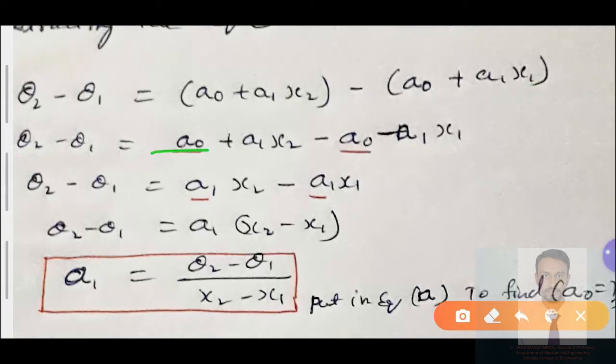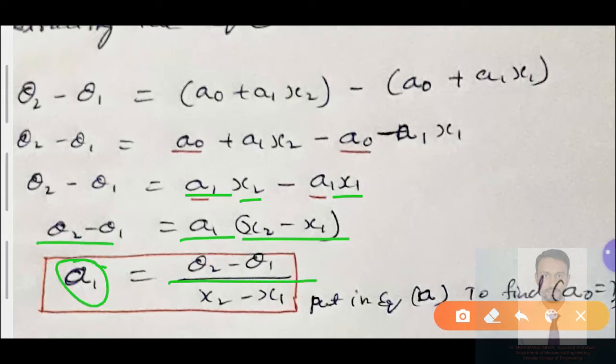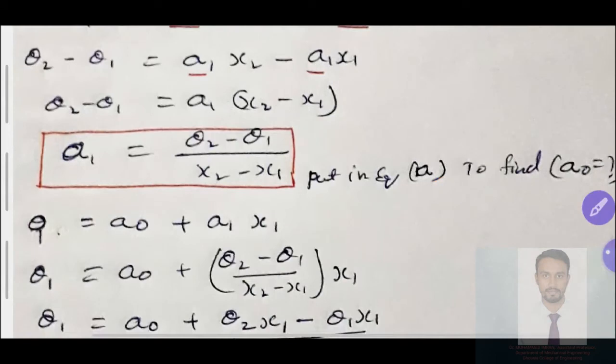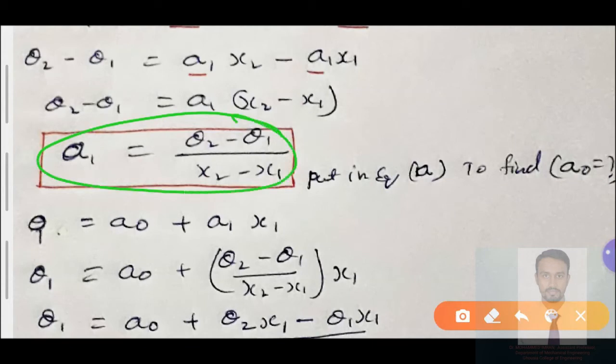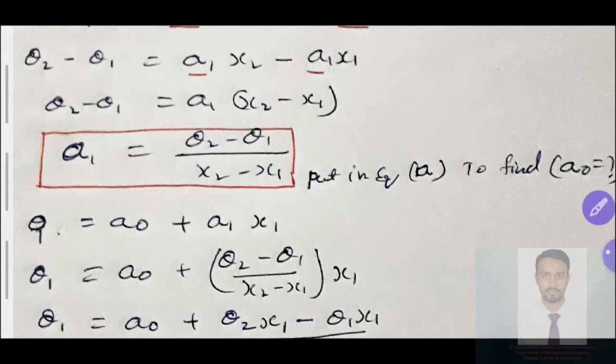Then a naught minus a naught will get cancelled, and what remains is a1 x2 minus a1 x1. I'll take a1 common from here: a1 times x2 minus x1. Rearrange that: a1 is equal to theta 2 minus theta 1 whole divided by x2 minus x1. Put this value in equation number a, and we will get a naught. Now this value of a1 I'll substitute in equation number a.